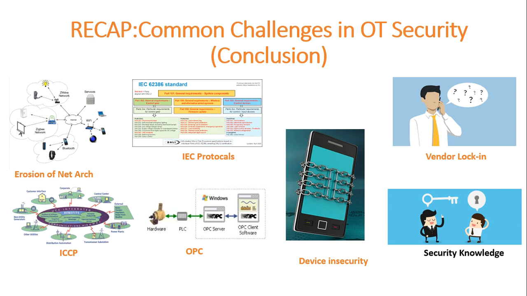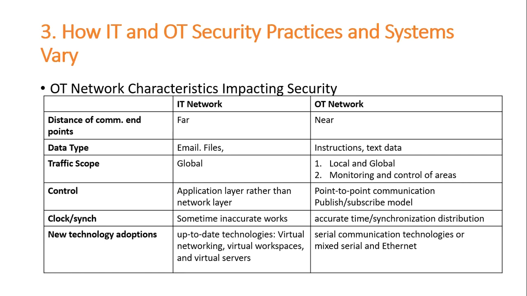Coming to the next one, device insecurity: some devices may not be secure nowadays, so we have to think about trust mechanisms in the devices. Then we saw vendor lock-in, which means we have to use vendor-specific software that is not very optimized. The last one is security knowledge. The OT security people in industry are not much focused on security in the OT network. So lack of knowledge is the biggest problem in OT security. These are the challenges we discussed in the last class.